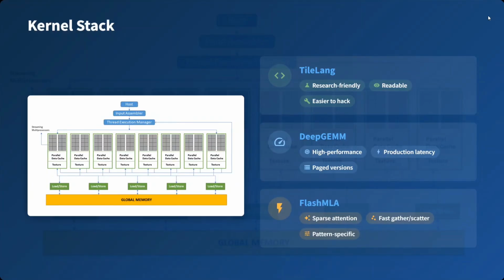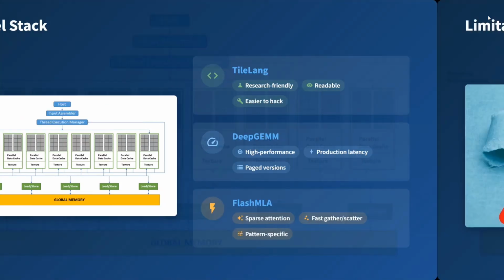Talking about the kernel stack, they have also used multiple kernels. If you don't know, kernels are basically GPU functions that help you improve your computation over GPUs. So they are using three types of kernels. One is TileLang, research friendly, readable, easier to hack. DeepGEMM, high performance, production latency, and paged versions are present. And FlashMLA, sparse attention, fast gather scatter and pattern specific. So these are three types of GPU kernels that the team has used for the model. This is a little complicated, so we are not jumping into the details of these kernels.